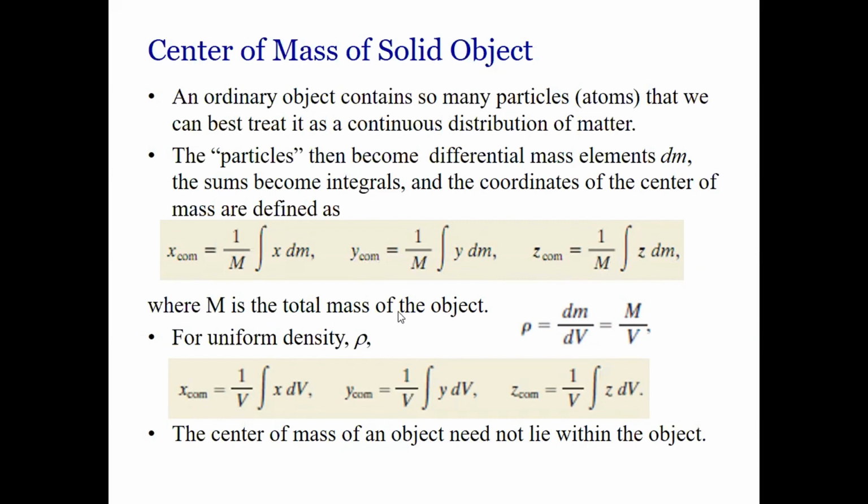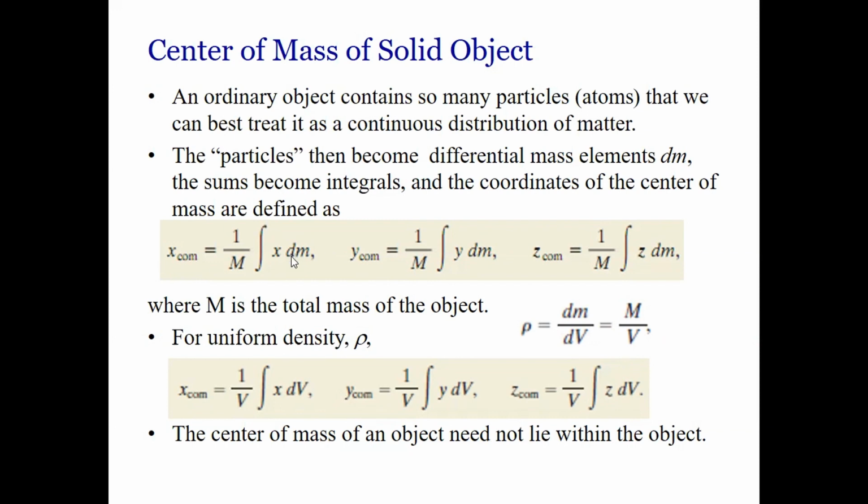Here m is the total mass of the object. We know that if the object has a uniform density, then this density is given as dm over dV. We can also say that this is mass per unit volume.